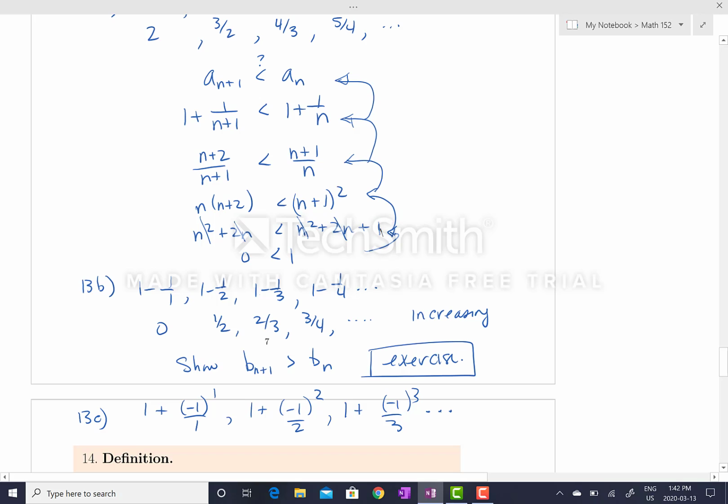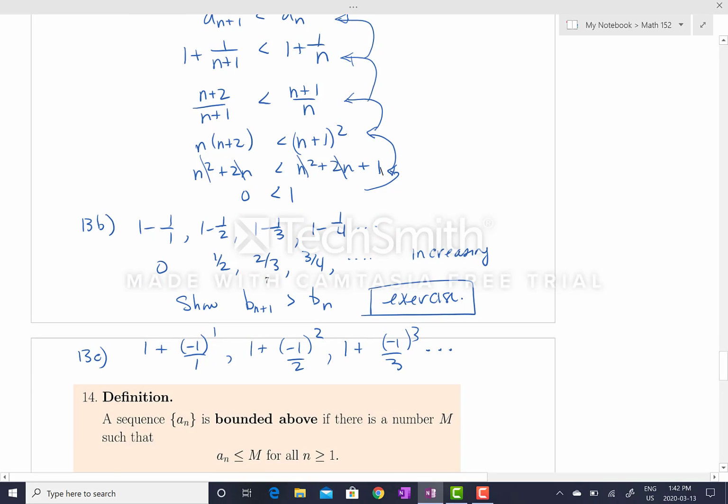And let me rewrite those with the numbers. I'm getting 0, and then I'm getting 1 plus a half, which is 3 halves, and then I'm getting 1 minus a third, which is 2/3. So I see it goes up in this direction, and then going between the next two, it's going down, and I immediately conclude neither. It's not monotonic.